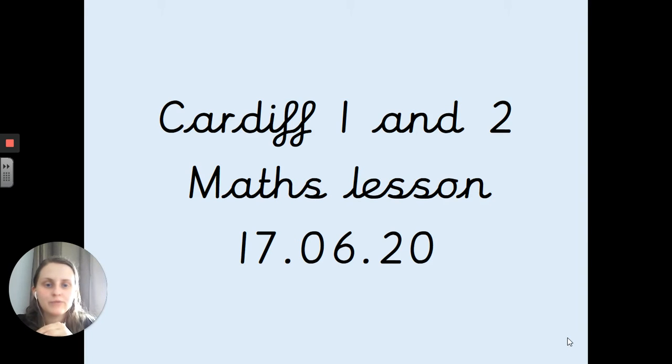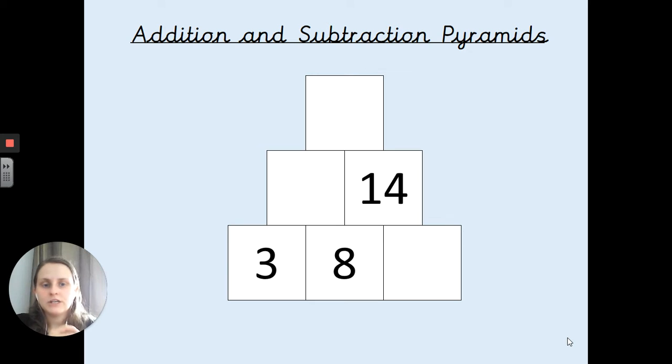Hi Year 3, time for our next math lesson now. So today we're doing something a little bit different. We are doing some addition and subtraction pyramids. So the idea of the addition and subtraction pyramid is that you have got lots of different numbers in different boxes and you have to work out the missing numbers.